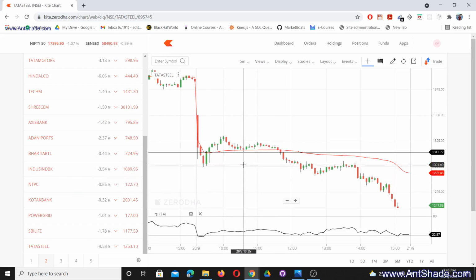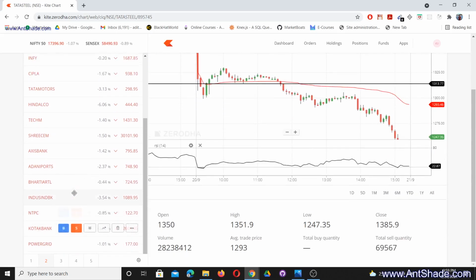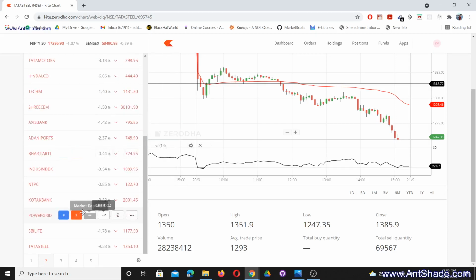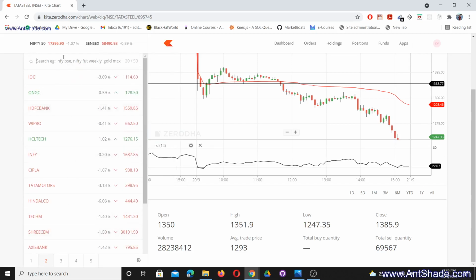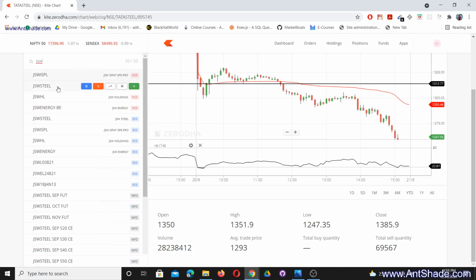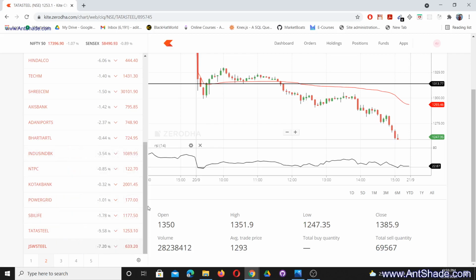But I want to give you another point: all steel companies have moved down today. Tata Steel went down by 9.8%. If I show you Hindalco, look at this, it went down by 6.06%. And if I show you JSW Steel, I'll add this just for reference, look at JSW, minus 7% down today.